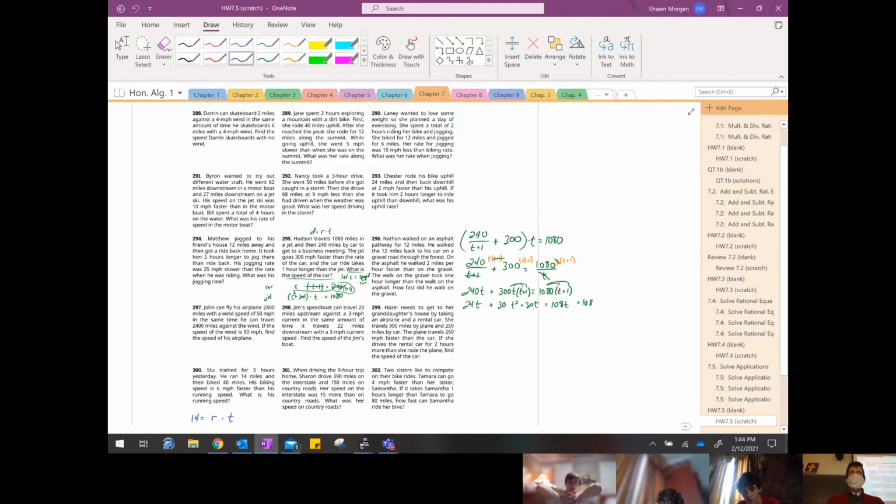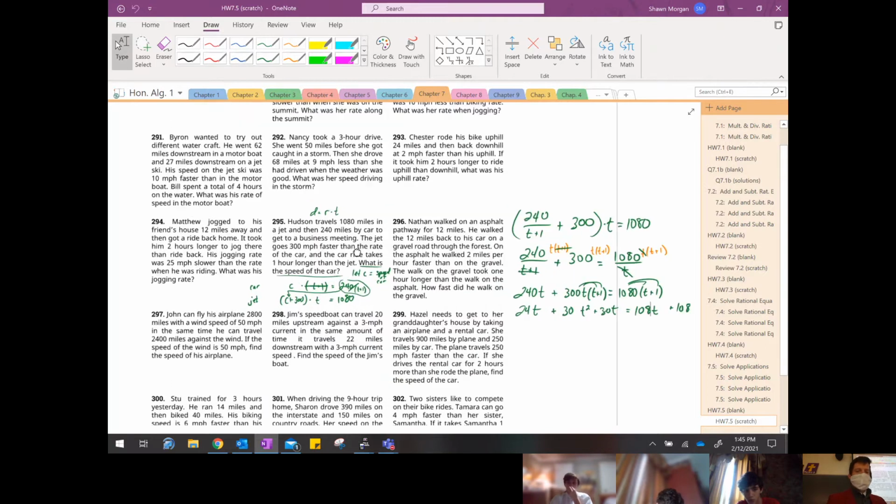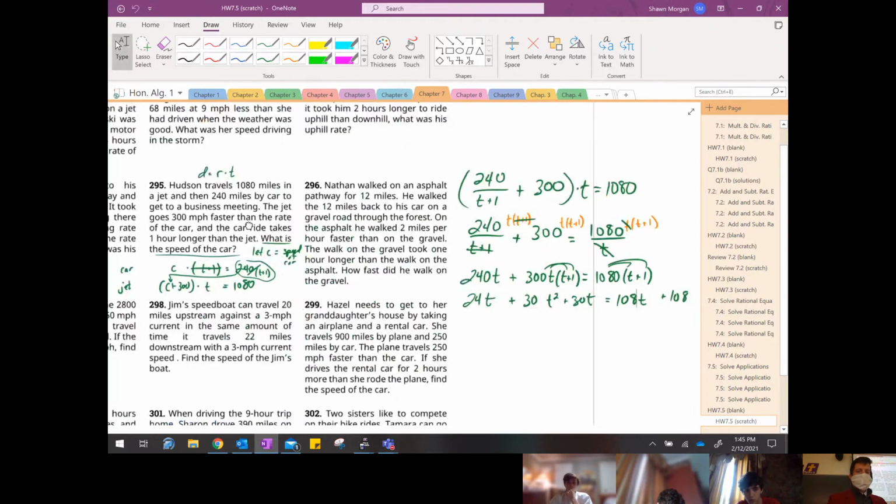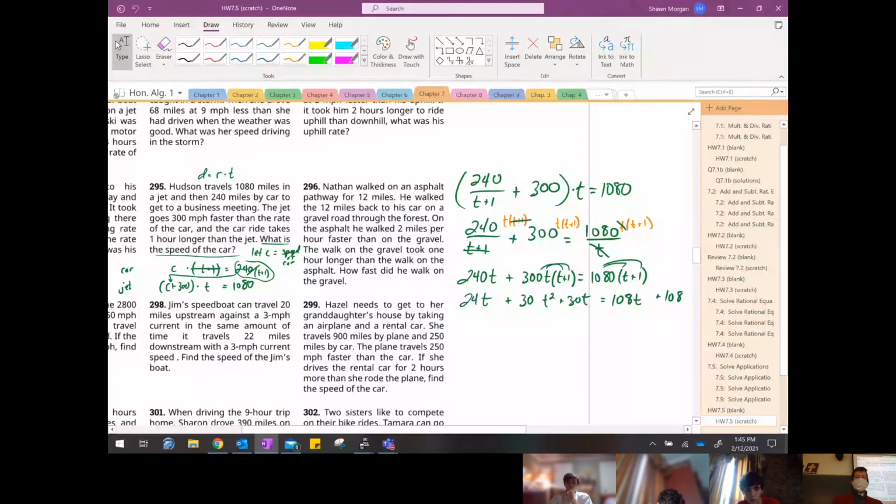So somebody had a question on one of them. All right, Eli, you've got a hand up. What's your question? On 295, what about the car and jet? I just flipped it. All right, you know what? Let me get this out of the way. We had a great discussion on this one earlier today.